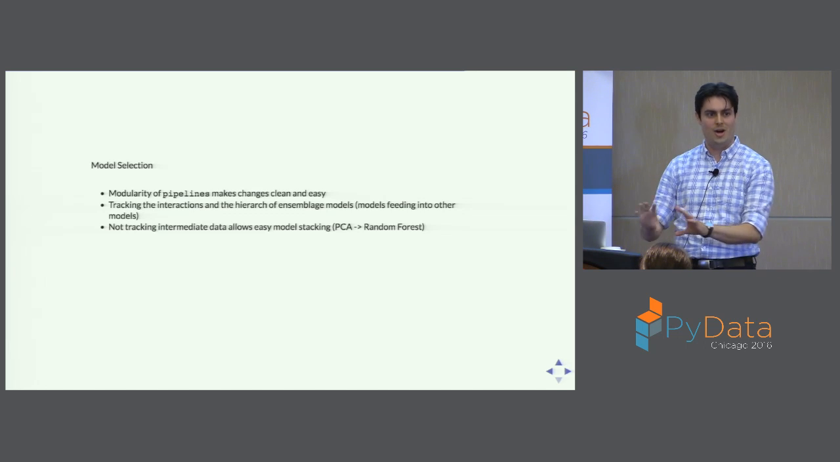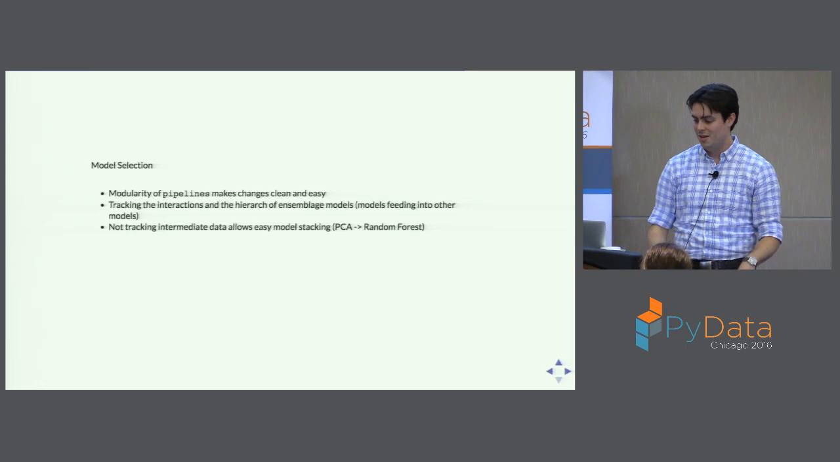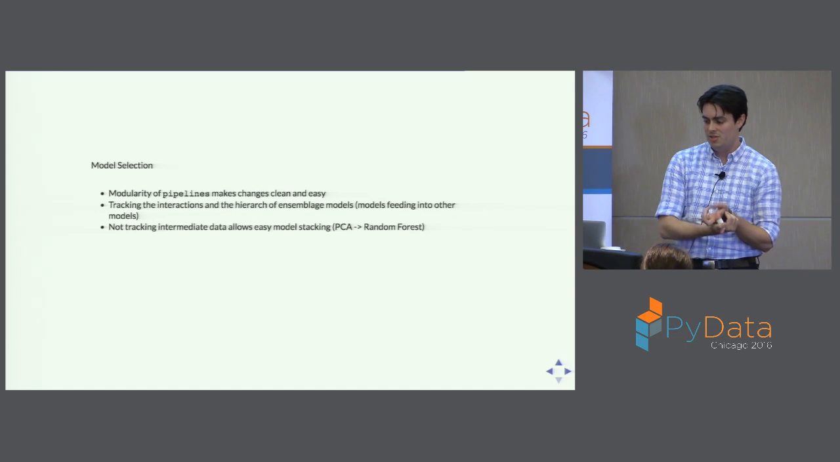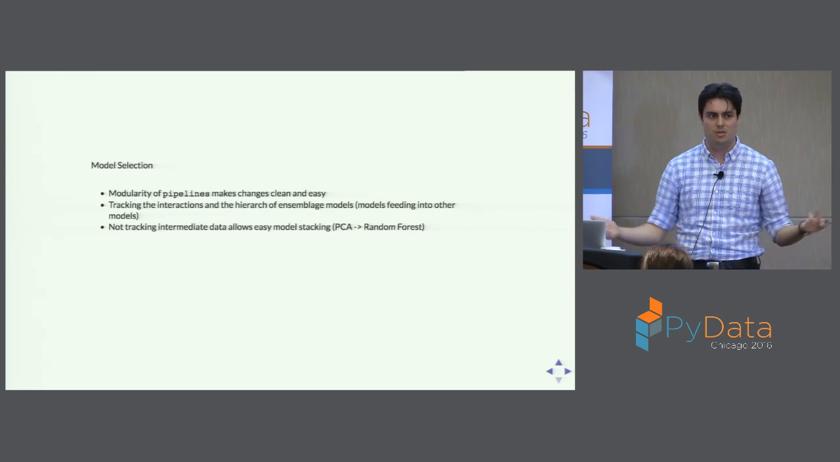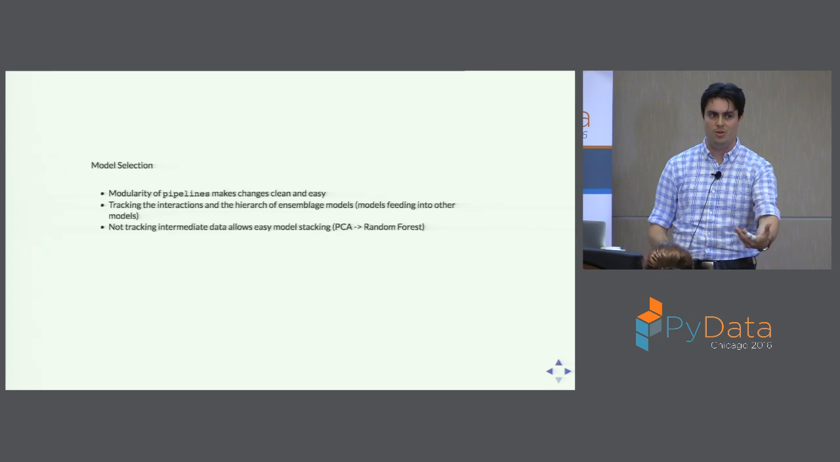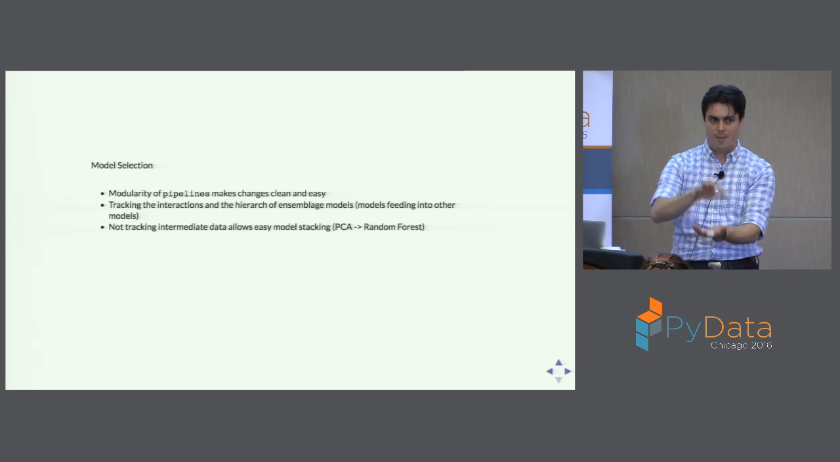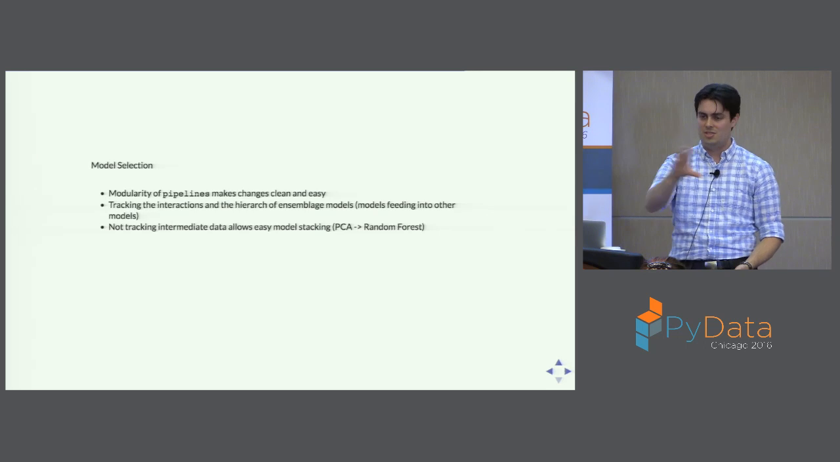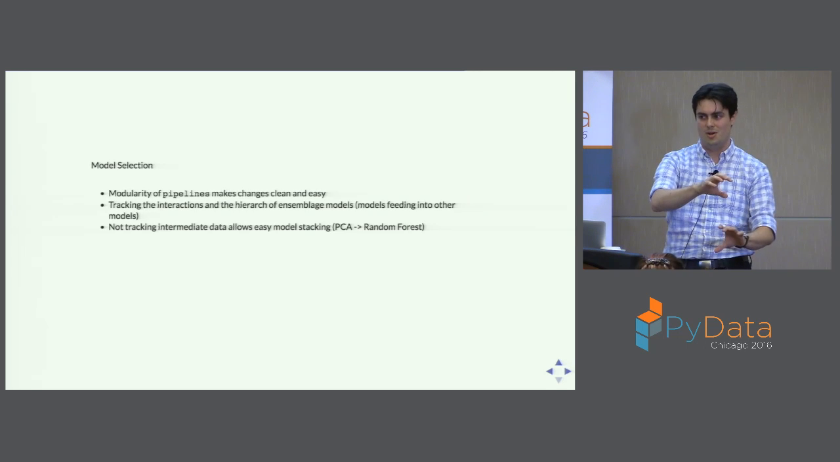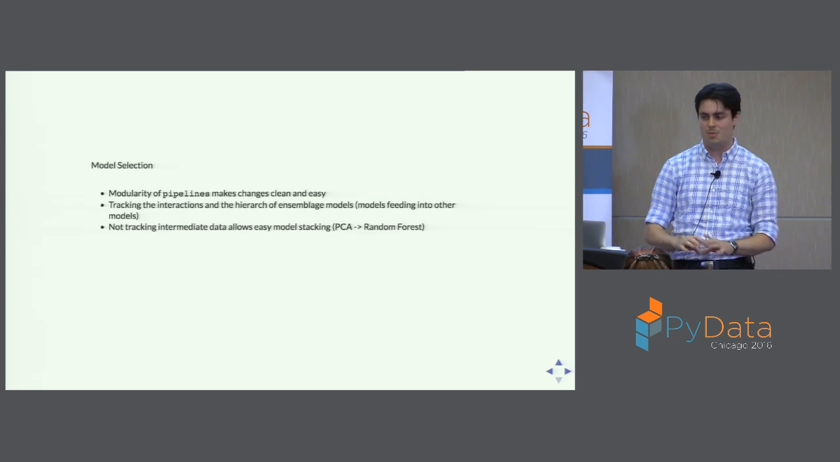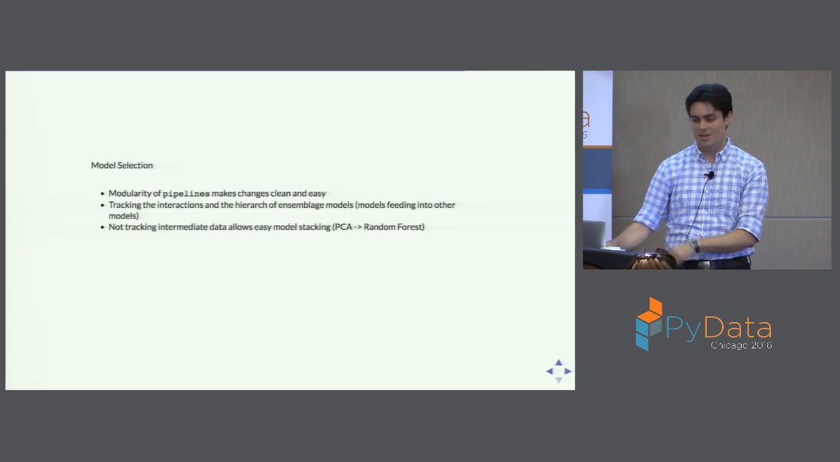Pipelines. This was called Why I Heart Pipelines, right, as the section title. Not tracking intermediate data allows for easy model stacking. So this could also be considered assemblage, but you could use principal component analysis, select your principal components, and feed those into a random forest, right, automatically. You can slap them together so you don't accidentally save it somewhere in your code and then later call the wrong one because it was v2. And this happens all the time. It's great.